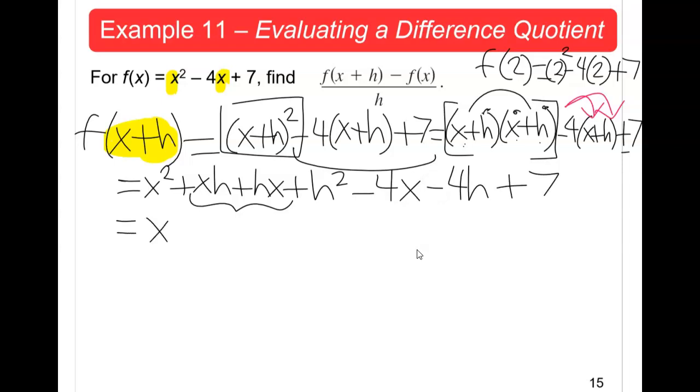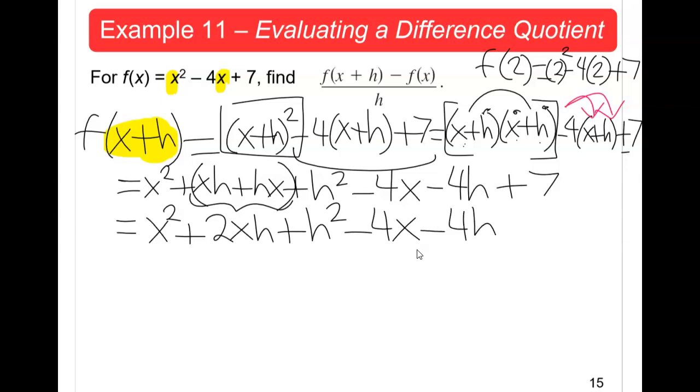Okay, so now x squared, I was saying the two here are the same, so we could say that we have two of those. And then we have h squared, and then we have minus 4x, and then we have minus 4h, and then we have plus 7. Okay, so we are done with the first part of the difference quotient.